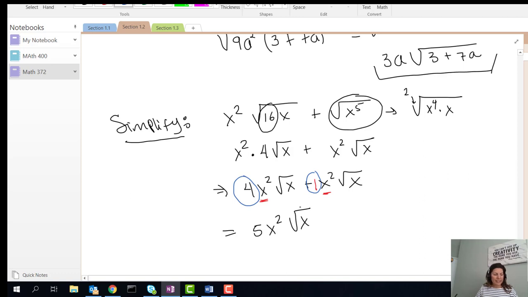And that's simplifying radicals. I'm going to make a third video of rational exponents in scientific notation.